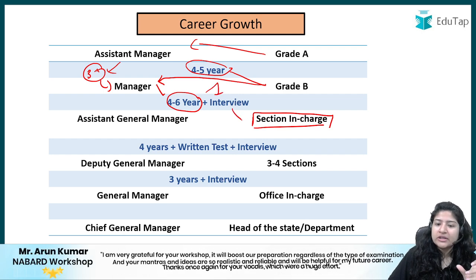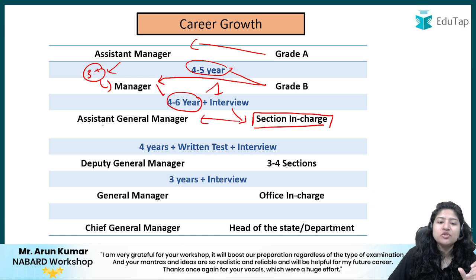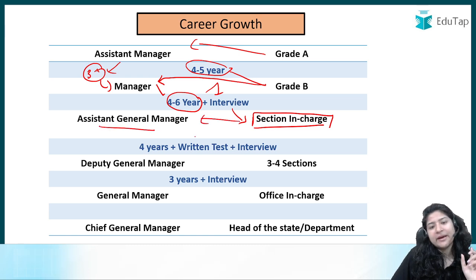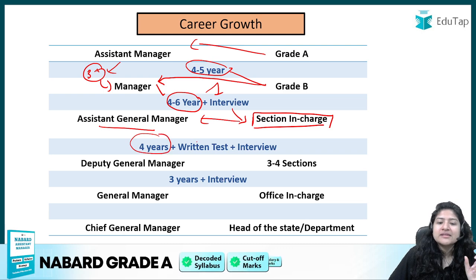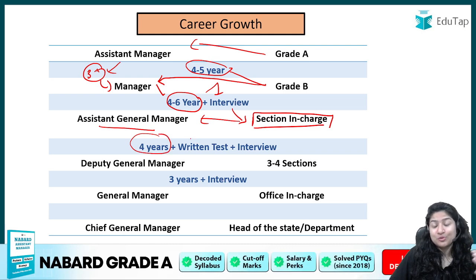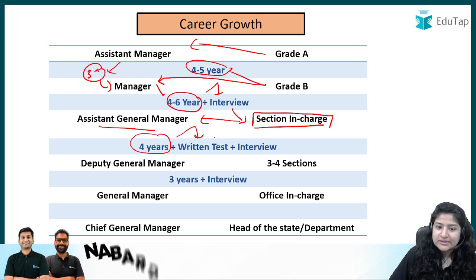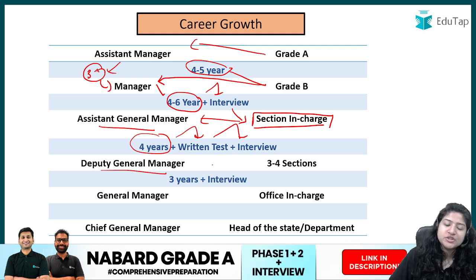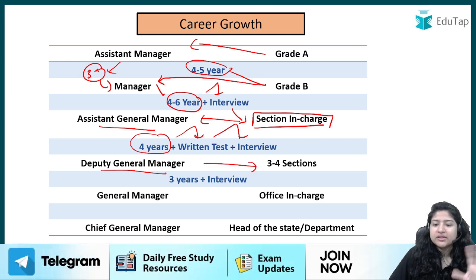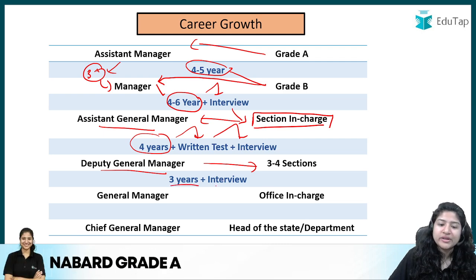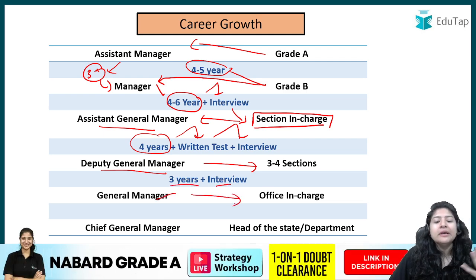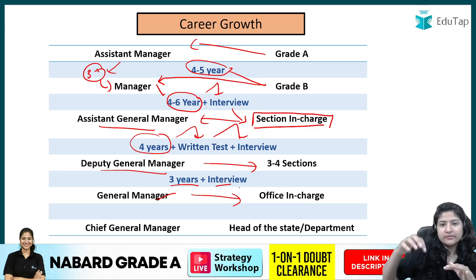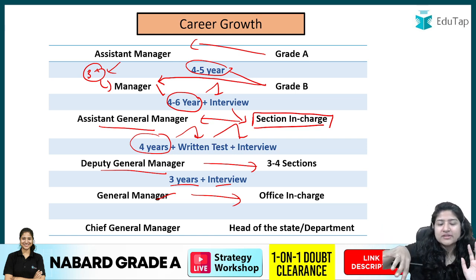Okay, after that, if you clear that, you become section in charge, and you will be an assistant general manager. Then 4 years you will work as that, and after that, to grab higher opportunities, you have to give a written exam, then you have to give an interview, and then you will become deputy general manager. Then you will be in charge of 3 to 4 sections. After that, 3 years, an interview, you become general manager, who is an office in charge, means wherever you are posted, so that's an office, right?